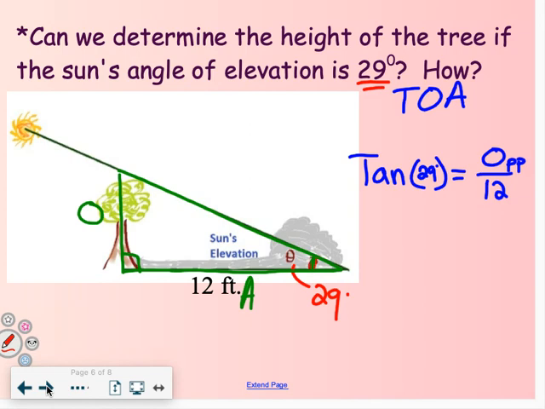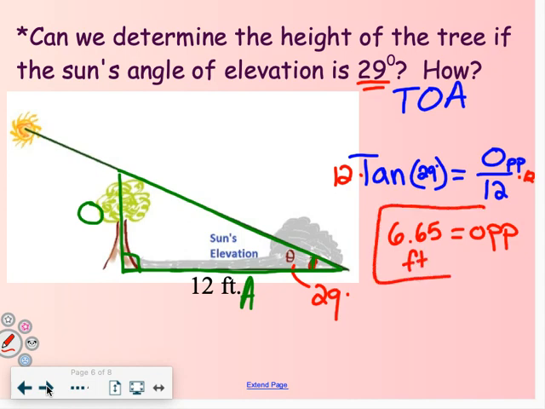So what we need to do is multiply both sides by 12, and we're going to find our answer. The length of that opposite side, we multiply 12 times the tangent of 29, and we get an answer of 6.65, and our unit of measurement would be feet. So the height of that tree is 6.65 feet.